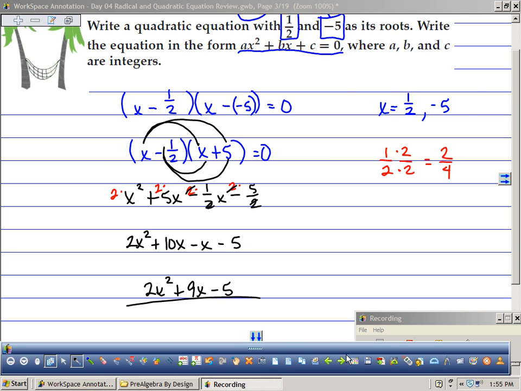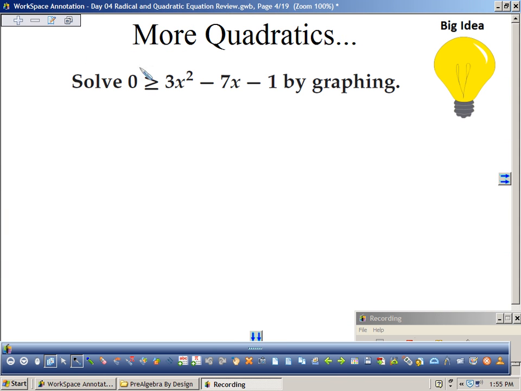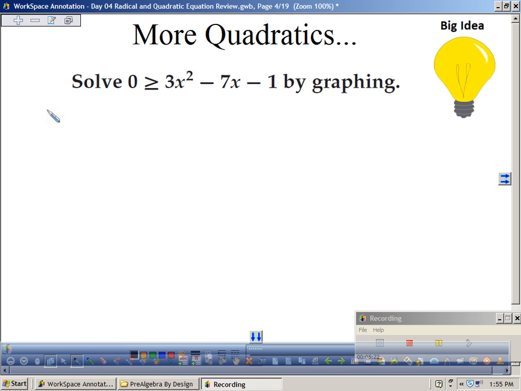Okay? Alrighty. More quadratics. Solve 0 is greater than or equal to 3x squared minus 7x minus 1 by graphing. I'm kind of lying, I'm not going to do the whole graphing part. So, let's look at this. Our first, I'm sorry? No, not right now. I'm showing you where we're going. You'll see in a second what I'm doing, okay?